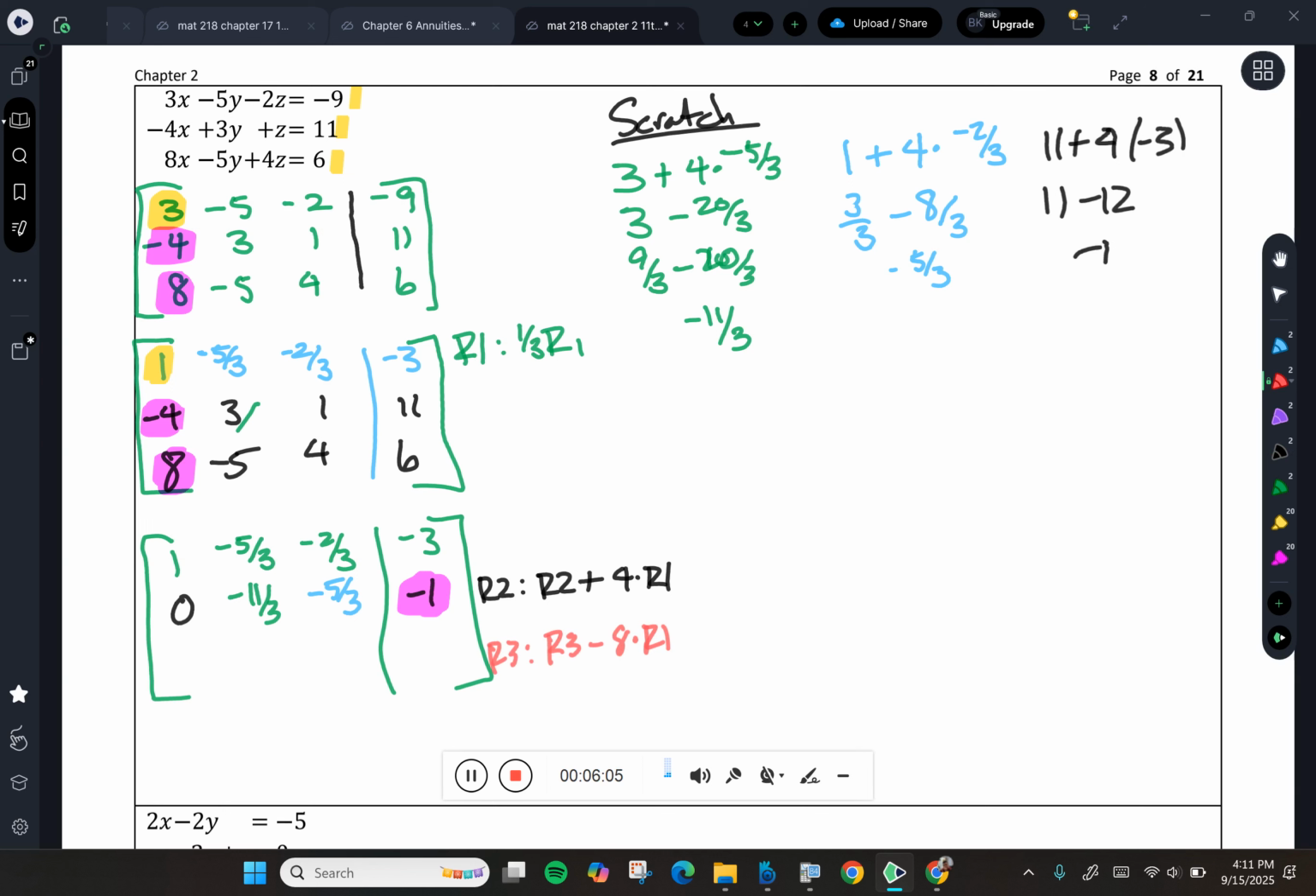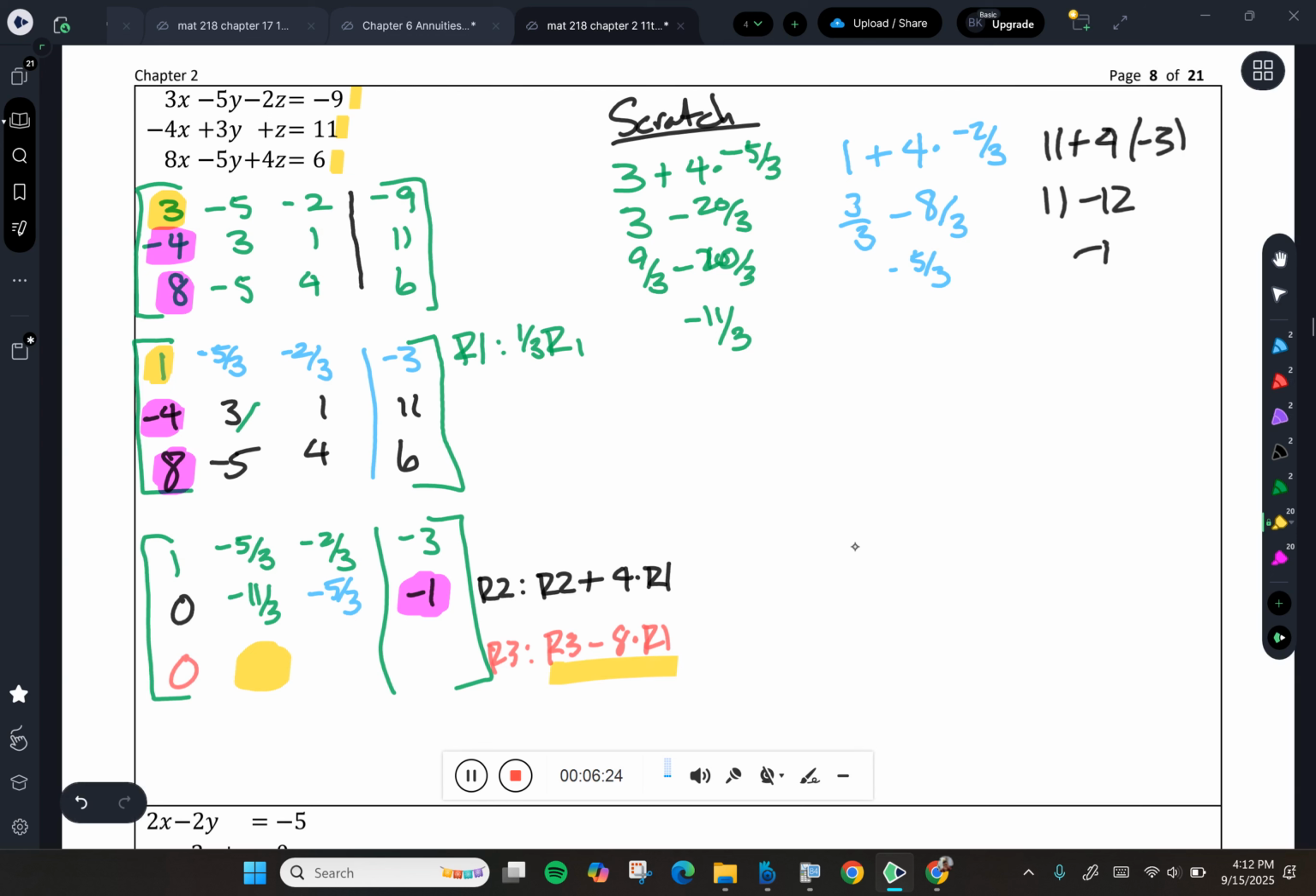I added before because my second row was already negative. Now I'm subtracting so I can get 8 minus 8 to get me my 0. So that'll give my 0 here. Now the entries for the rest of the row I'm going to have to figure out. To find this entry right here, third row, second column, I'm just going to do the math.